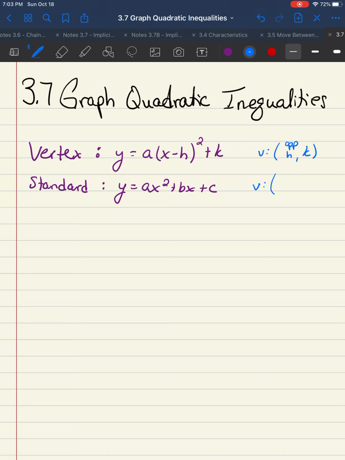Then we learned standard form. From here, we also found the vertex, but we had to use a little formula, negative b over 2a. That gave us our x value. Then to get our y value, we took what we found for x and we plugged it into the equation to find y.